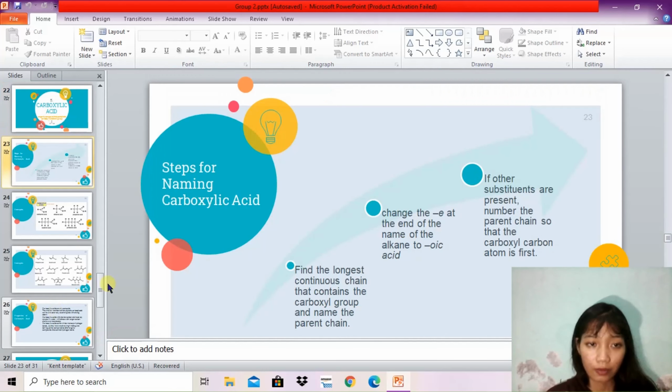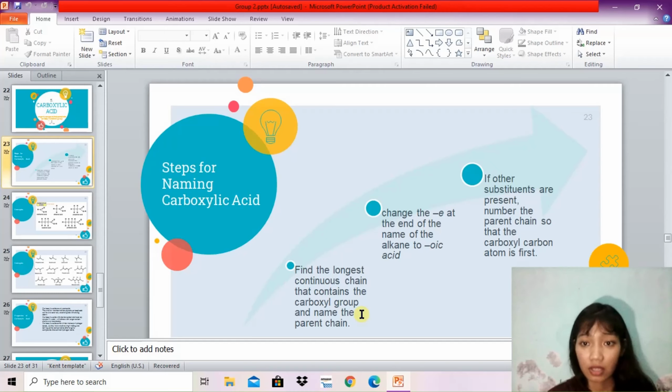And then we move into steps for naming carboxylic acid. The first, find the longest continuous chain that contains the carboxyl group and name the parent chain. And then we change the E at the end of the name of the alkane into oic acid.